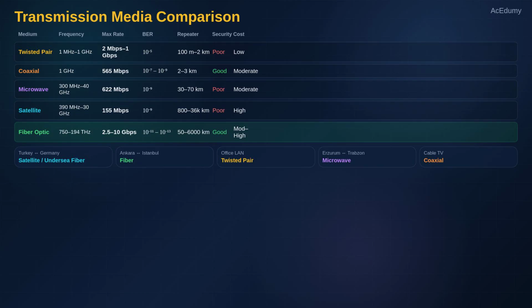For our practical examples: a link between Turkey and Germany, satellite or undersea fiber; Ankara to Istanbul backbone, fiber; office LAN, twisted pair; Erzurum to Trabzon across mountains, microwave; cable TV distribution, coaxial.